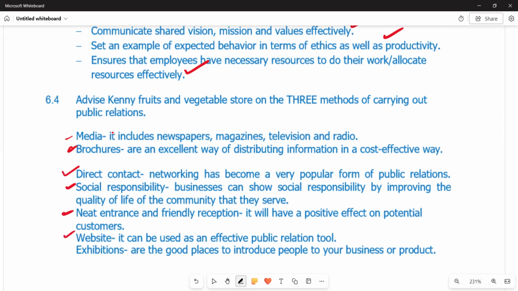So we have the next one, which is the website. The website can be used as an effective public relations tool. With the creation of a website, we are also able to market our products and convince our customers about our business. The products or services that we are offering are made very attractive to our customers. So this is our website, second from last. Then we've got exhibitions. Exhibitions are good places to introduce people to your business or products. So this becomes the last one.